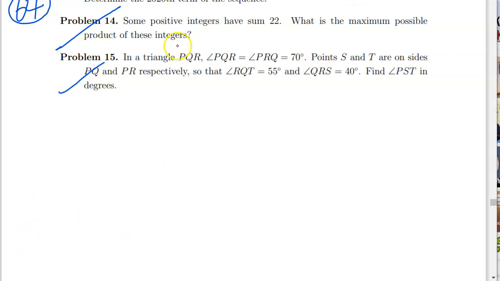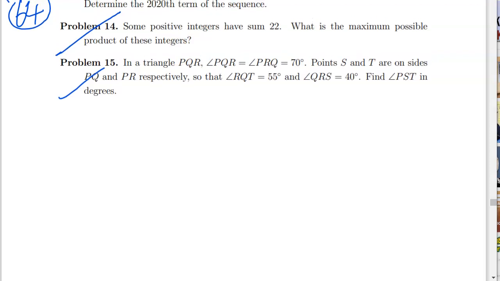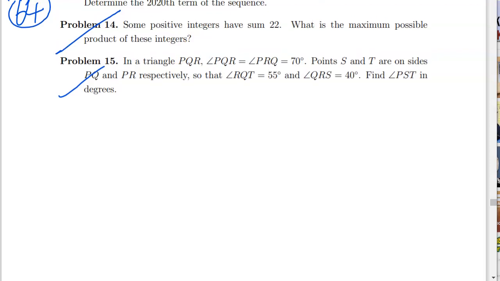So let's take a look at question 14 first. Question 14 will need some observations. And then maybe you can't observe that, I don't know, but try to do it yourself first. Some positive integers have sum 22, so what is the maximum possible product of these integers? You can pause the video here, but I'll be showing a step-by-step guide. I don't know if it's really step-by-step, but I'll try my best to explain from my point of view.